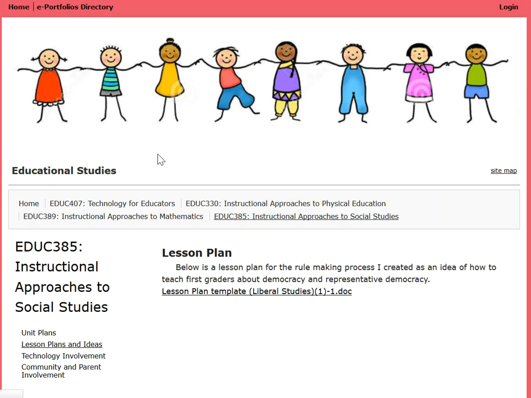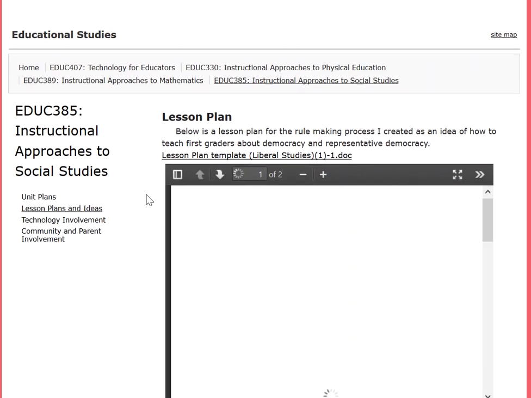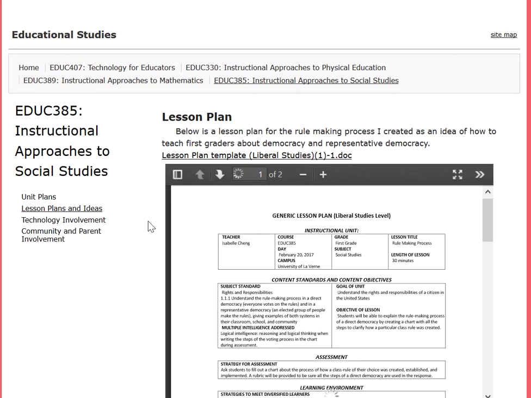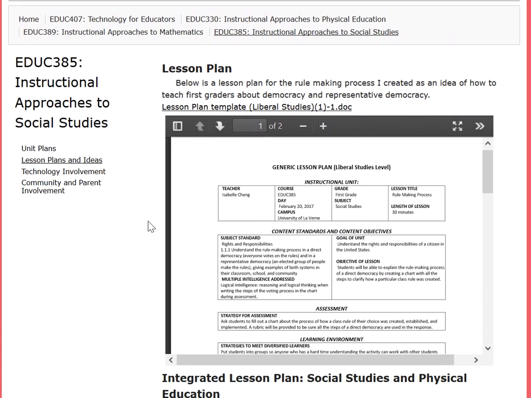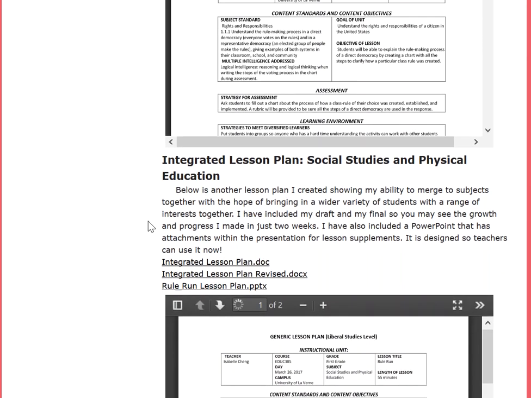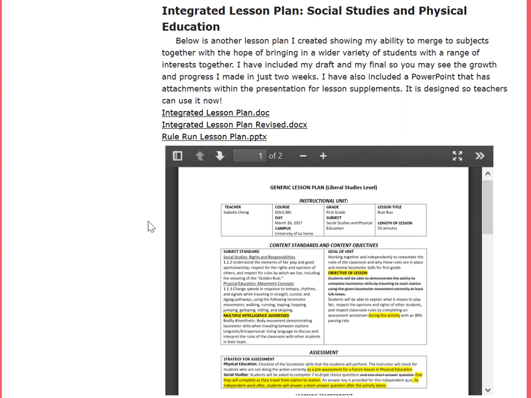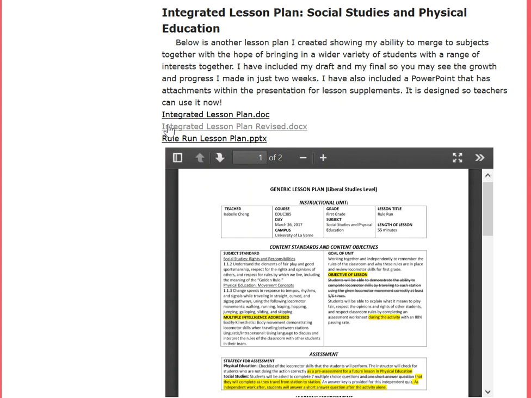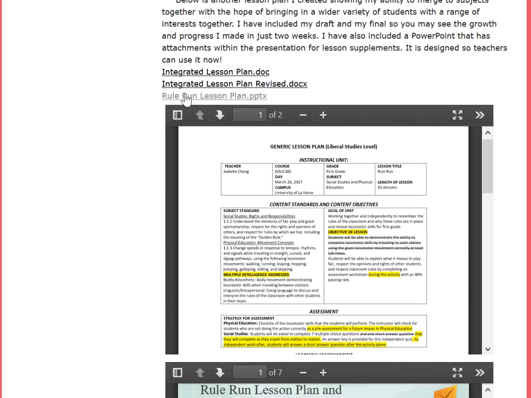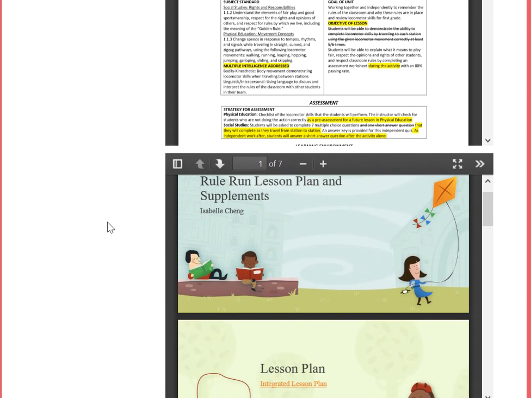The next tab will be the lesson plans and ideas that I have for my future education class. This is the first lesson plan that we did, and then here's the second one, the integrated one, and I put social studies with physical education. I did include my original lesson plan and the one I revised after speaking with my professor. And then finally I have the PowerPoint on here as well.